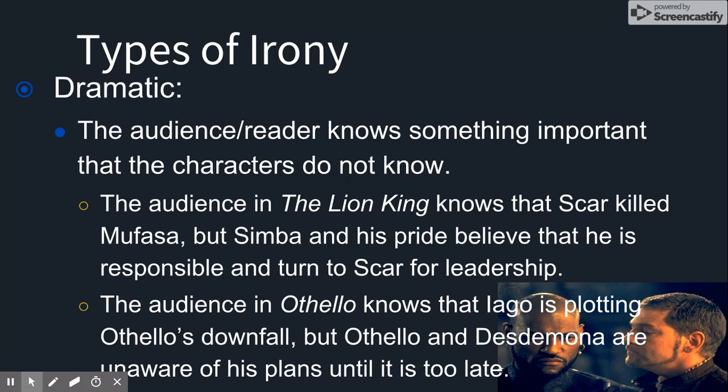The audience in The Lion King knows that Scar killed Mufasa, but Simba in his pride believes that he is responsible and turns to Scar for leadership. Or in Othello, the audience knows that Iago is plotting for Othello's downfall, but Othello and Desdemona are unaware of his plans until it is too late.